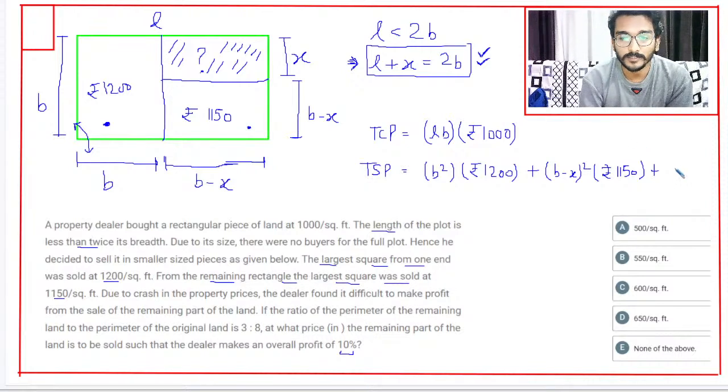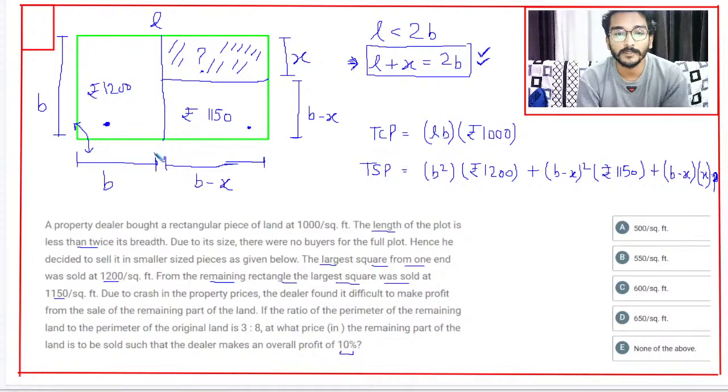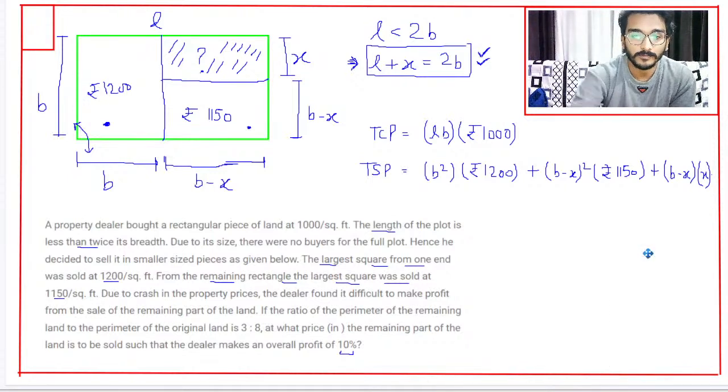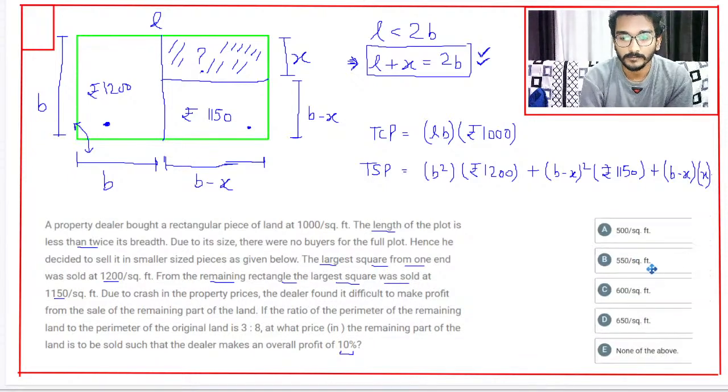Which is B minus X cross X. And I do not know the price of it, so I just write P for that. That P I have to find. P is the price of that particular plot.